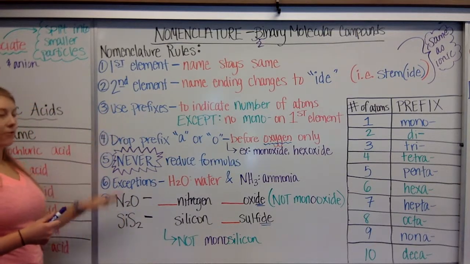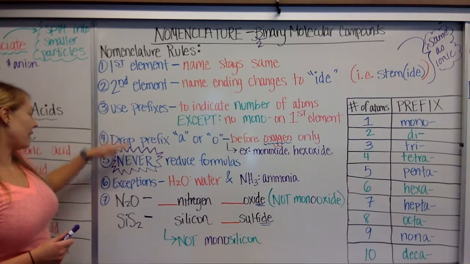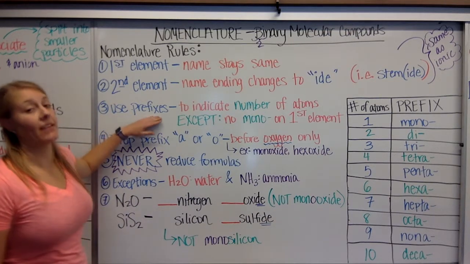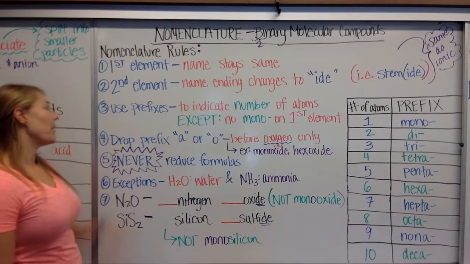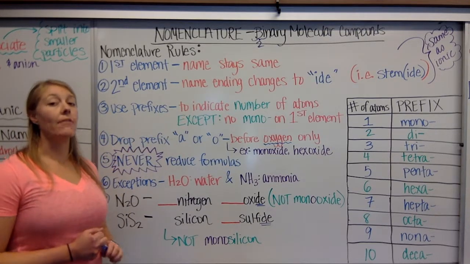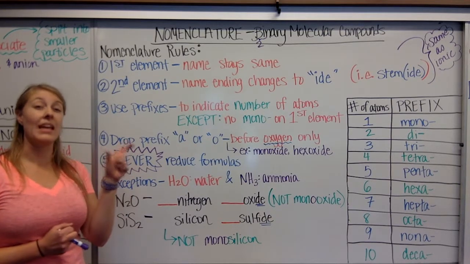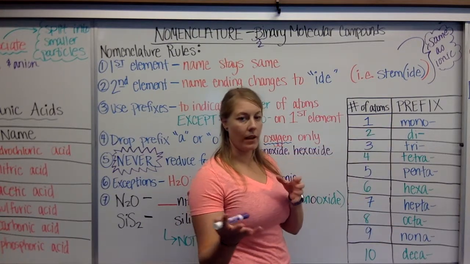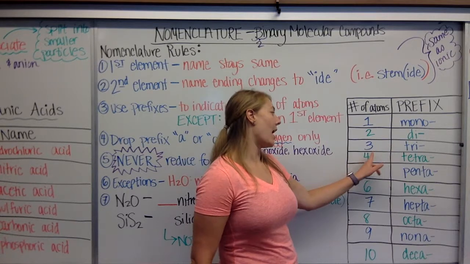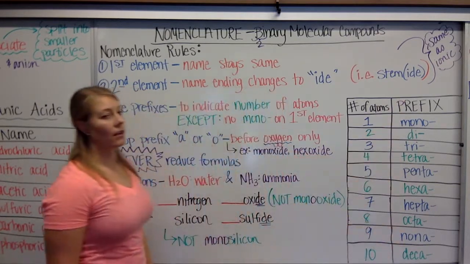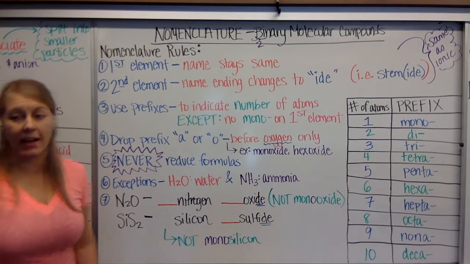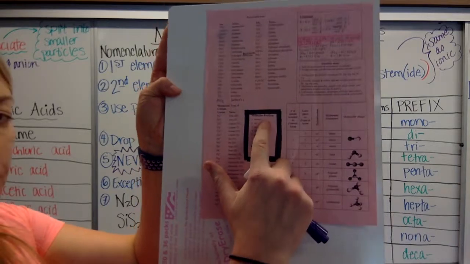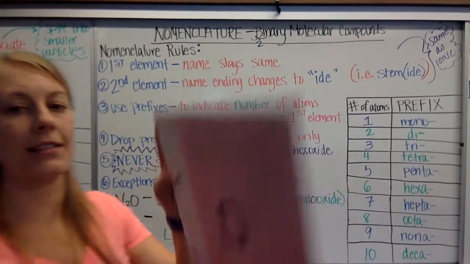Now here's where we get a little bit different than ionic bonding, and the next 4 or 5 rules are all different from ionic. We're going to use prefixes, and this is what actually makes it a little bit simpler to name molecules. We're going to use prefixes to indicate the number of atoms. Okay, so prefix means it goes on the beginning of the word. So if we have 1 atom, we call it mono, whatever the element is. 2 is di, 3 is tri, 4 is tetra, all the way down the table to deca. Now, we kindly put these on the back of your periodic table. So if you're ever wondering what the molecular prefixes are, they are listed on the back of the periodic table there.